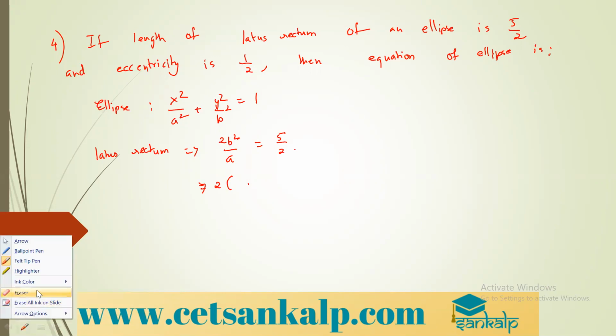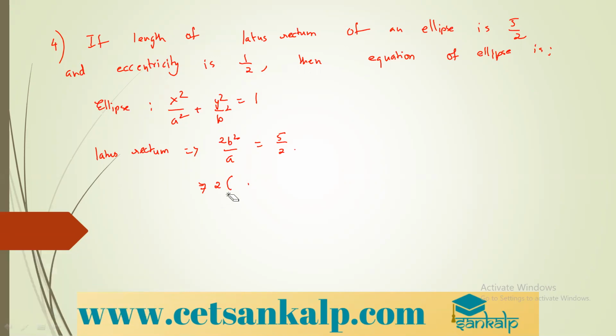What's the formula for b square for an ellipse? b square I can write as a square into 1 minus e square, and divide by a, equal to 5 by 2. So one a will cancel.